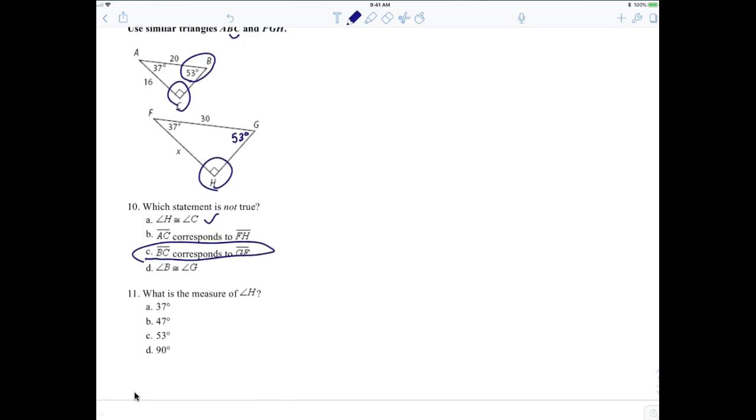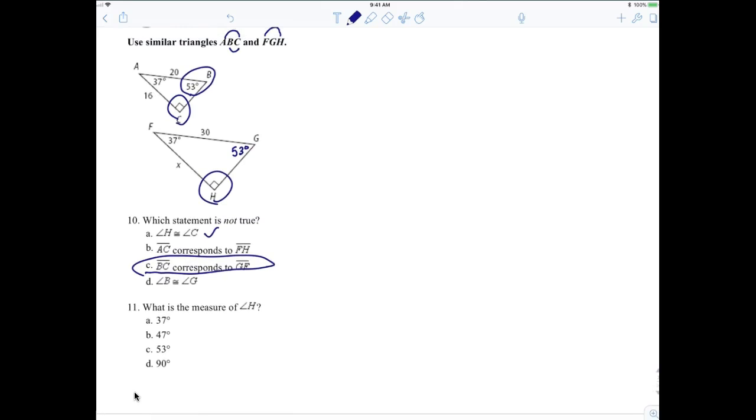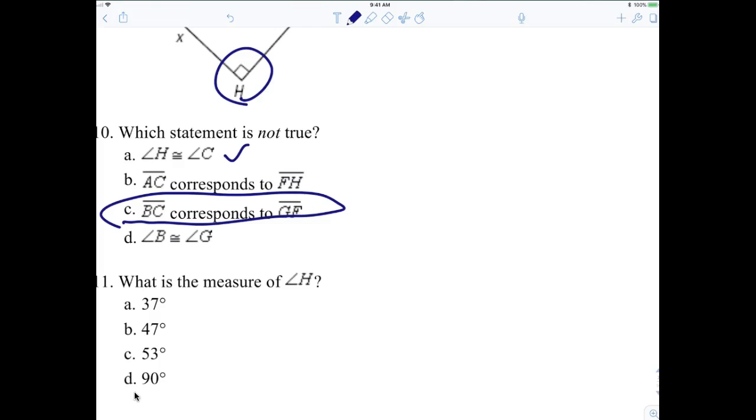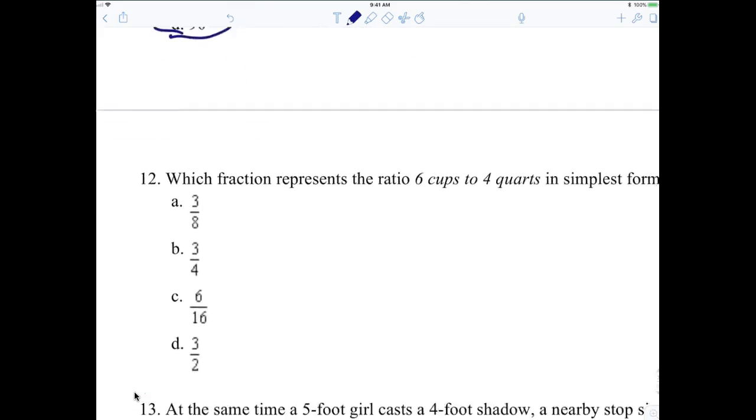All right. Now, what is the measure of angle H? That symbol means what? Right angle. That means a right angle, which is 90 degrees. All right, is everybody good with that? Girls in the back, I want you speaking up now if you're not sure. All right, let's look at number 12.